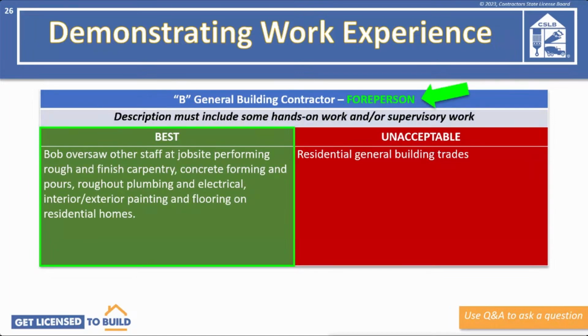For foreperson experience, the description must include some hands-on work and/or supervisory work. Here's an example of the best type of description. Bob oversaw other staff at job sites performing rough and finish carpentry, concrete forming and pours, rough out plumbing and electrical, interior and exterior painting, and flooring on residential homes. Again, an unacceptable description would be something generic like residential general building trades.